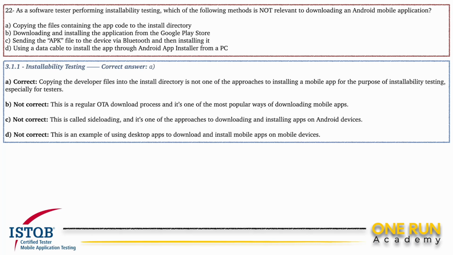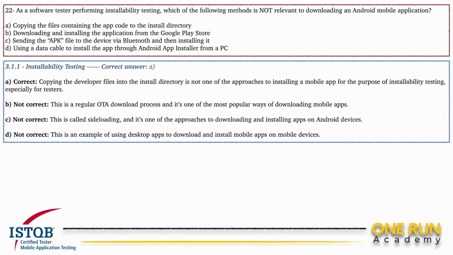This method is the galactic standard for downloading and installing an Android mobile application. The Google Play Store is the primary source for users to download apps, and testing the installation process through this method ensures that the app is accessible and functional for all users.